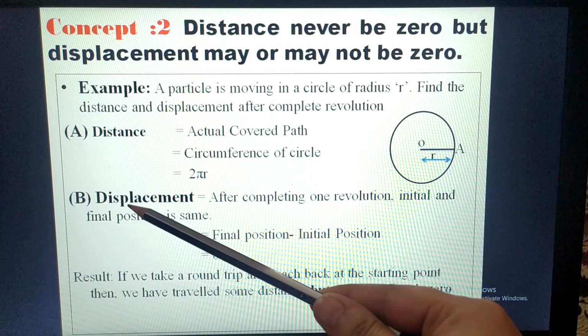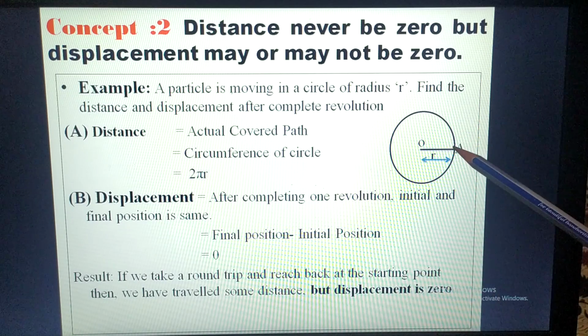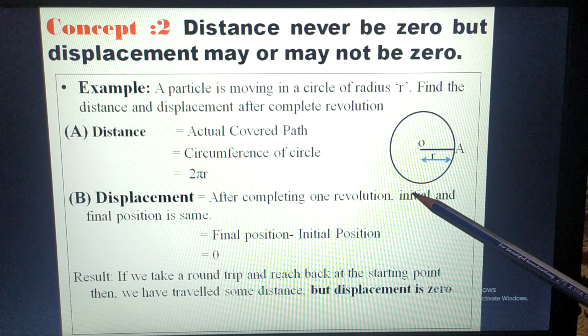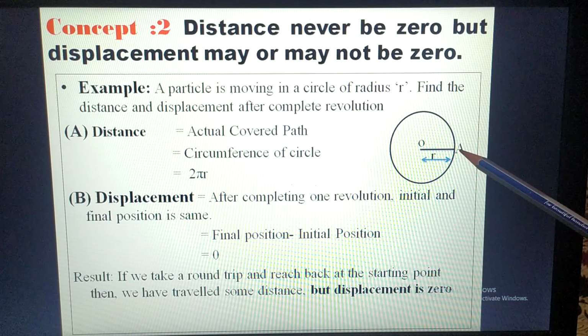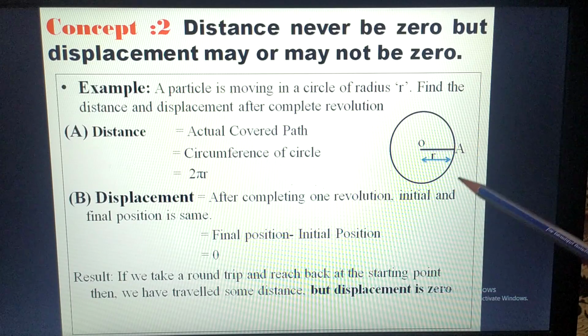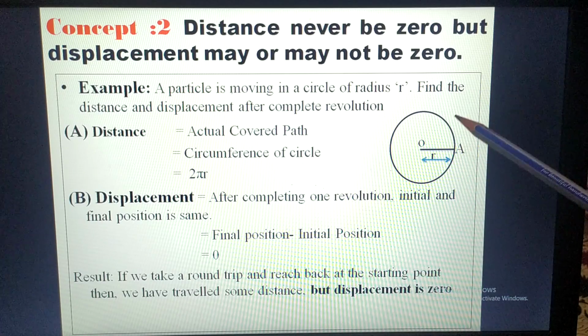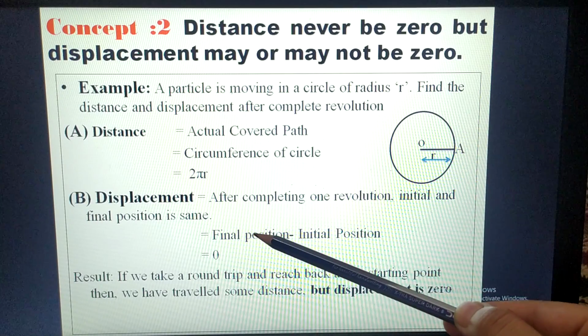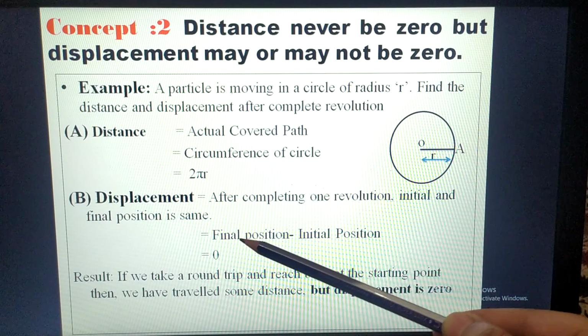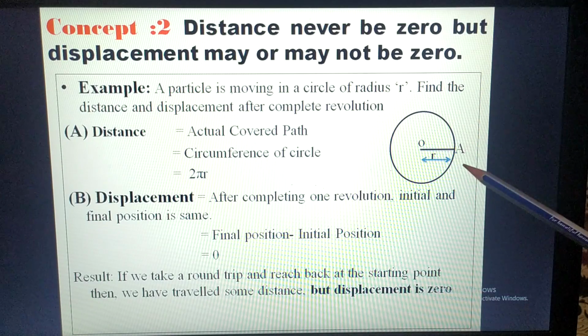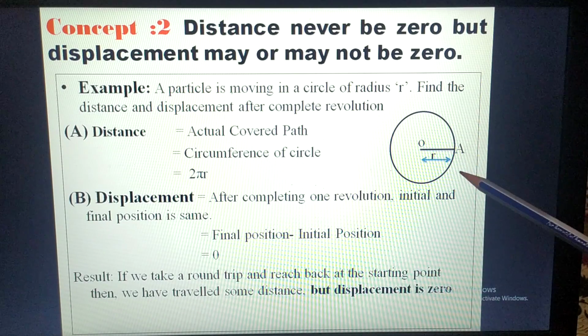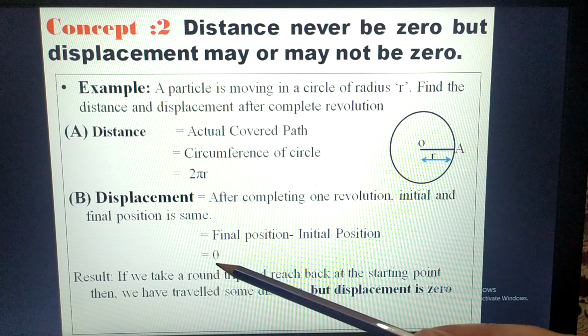Now we have to find the displacement. After completing one revolution, the initial point is A, and the final point is what? That is B. Both are the same. So displacement is final position minus initial position. Which is the final position? A. Which is the initial position? A. So A minus A is 0.